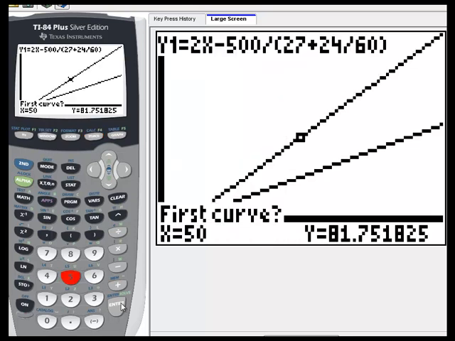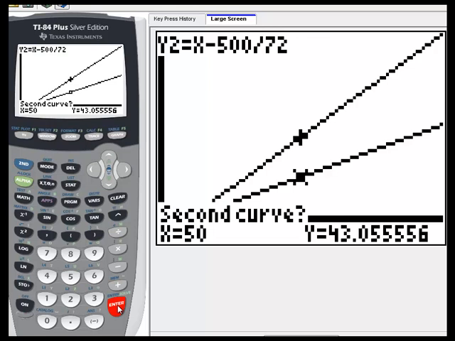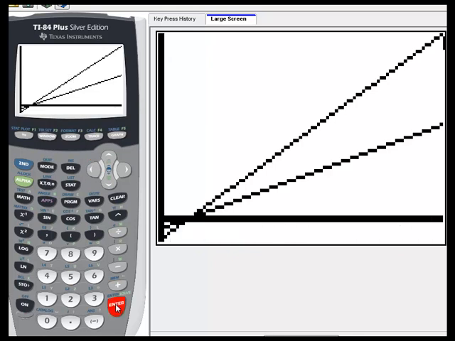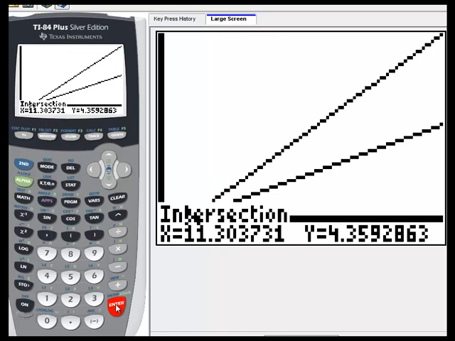Okay, that could be a first curve. That could be a second curve. As far as a guess goes, let's go back this way. Alright, we know it was about in there somewhere. That's good enough. Enter. Alright, we have these numbers here. Let's go back to our paper and start to record a conclusion.